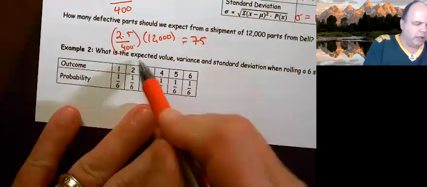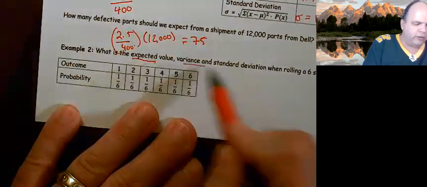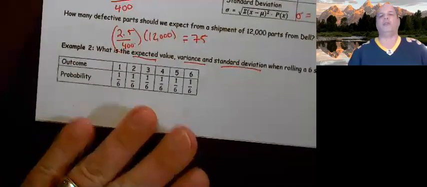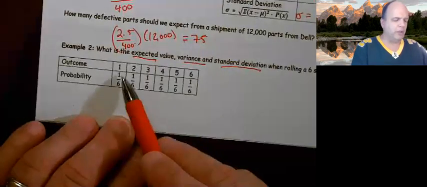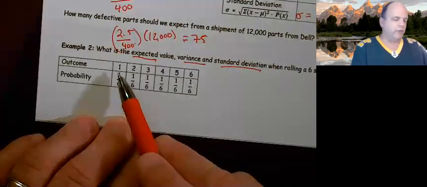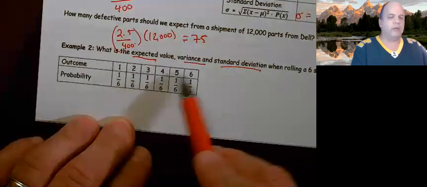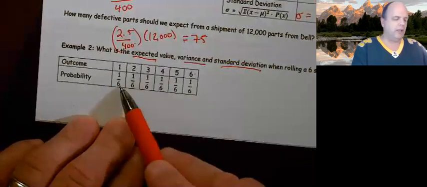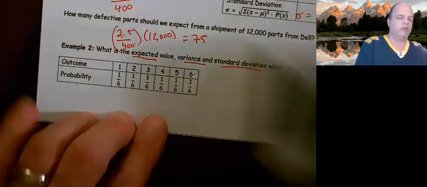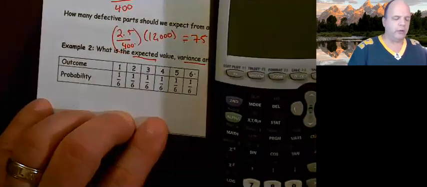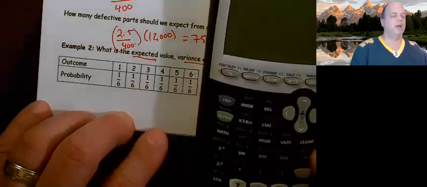What is the expected value, variance, and standard deviation when rolling a 6-sided die? Well, first off, I need to talk about the probabilities. I can get a 1, 2, 3, 4, 5, or 6, and each probability is 1/6. So let's enter that into the calculator, and I'm going to show you how to do this fairly easily.